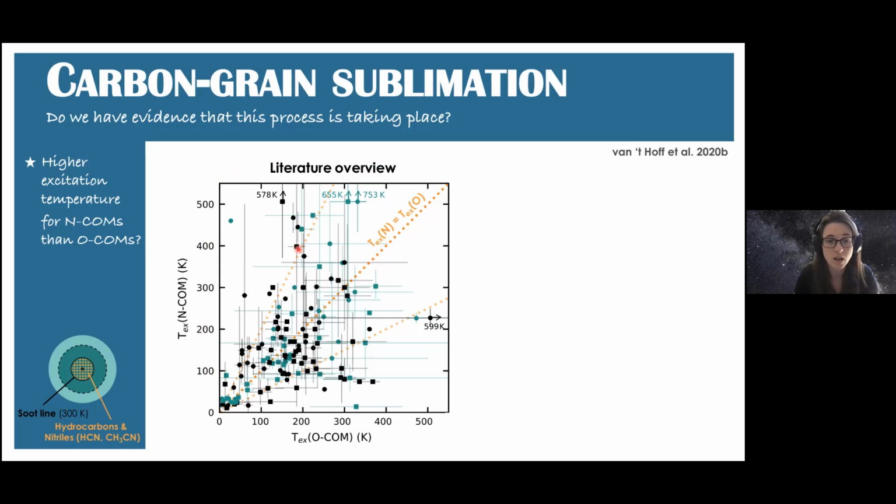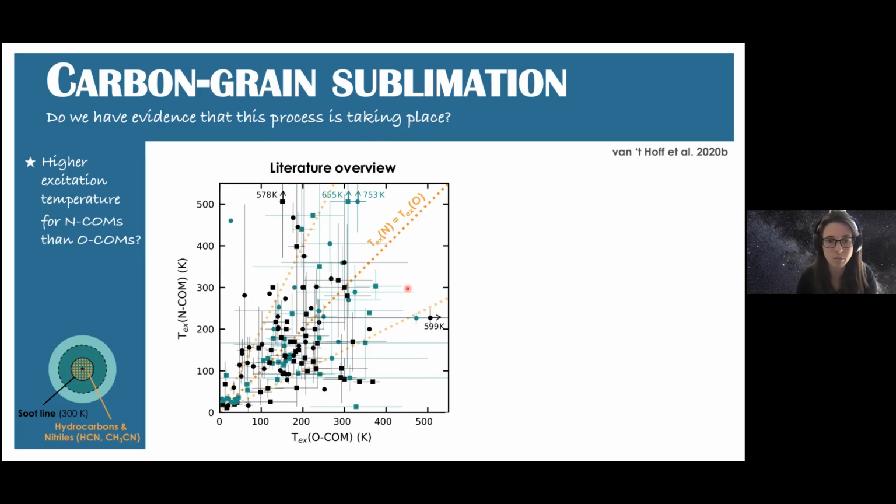And while we do see that about 40% of the points are in that region, with some examples that would even fall outside of the plot, also, half of the points is in the other region. So there's no clear signature that nitrogen-bearing molecules are always warmer than oxygen-bearing molecules. There might be several reasons for this, not necessarily that carbon grain sublimation is not happening.